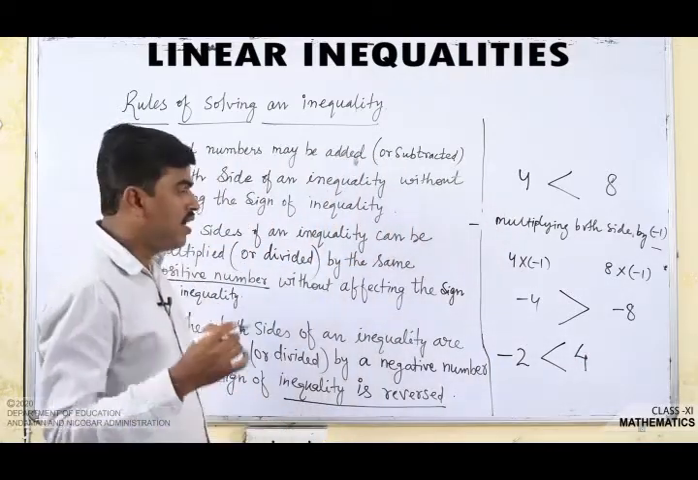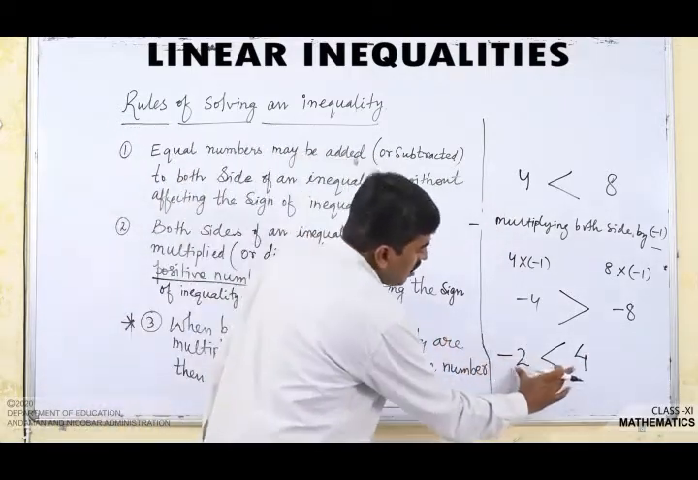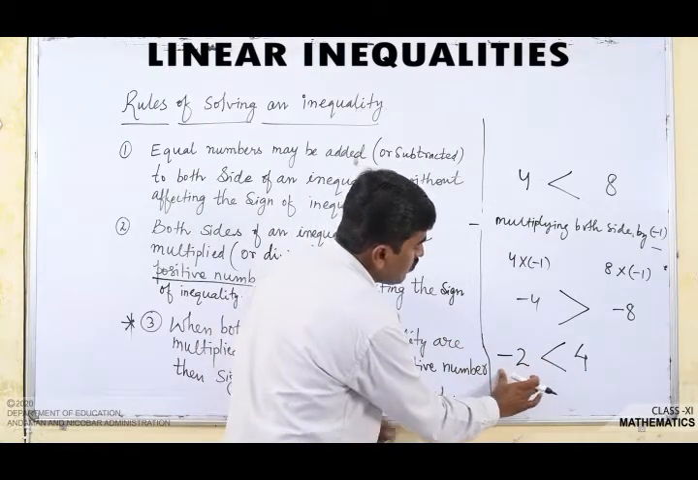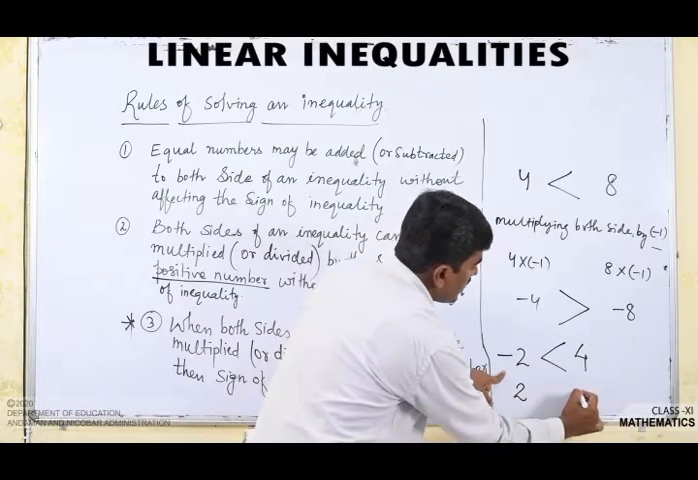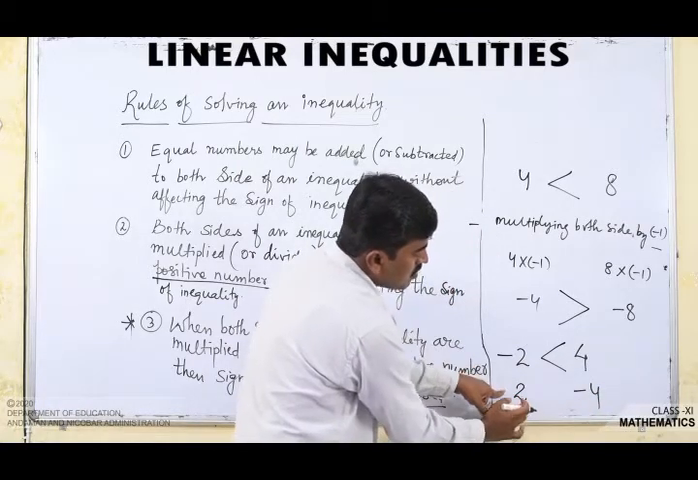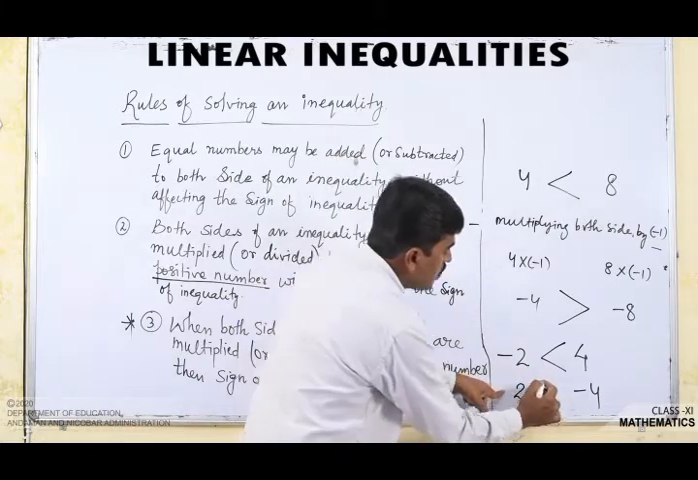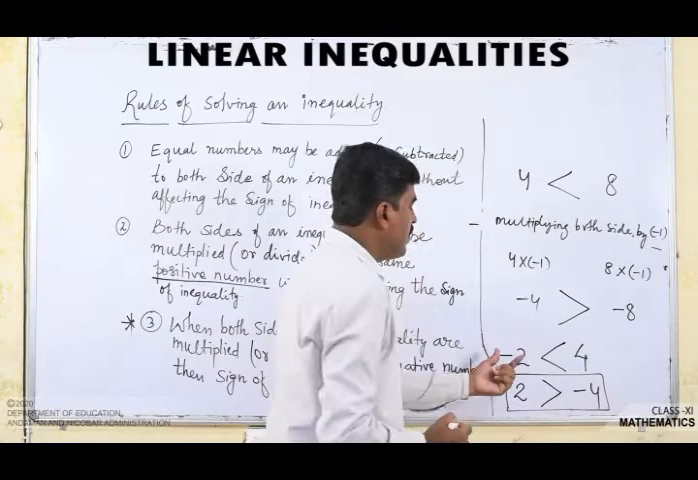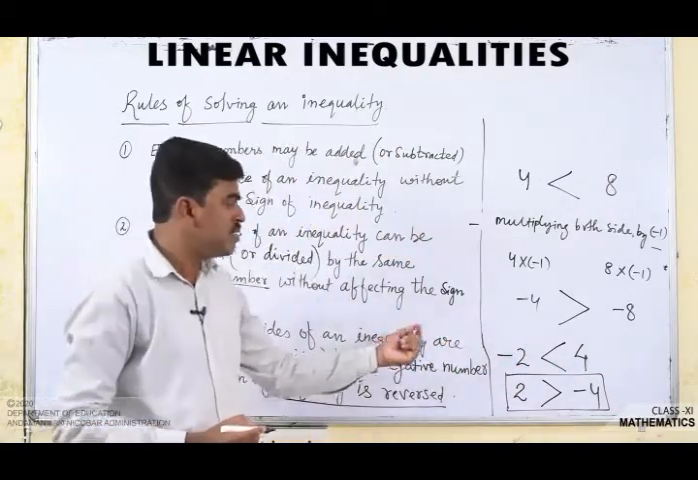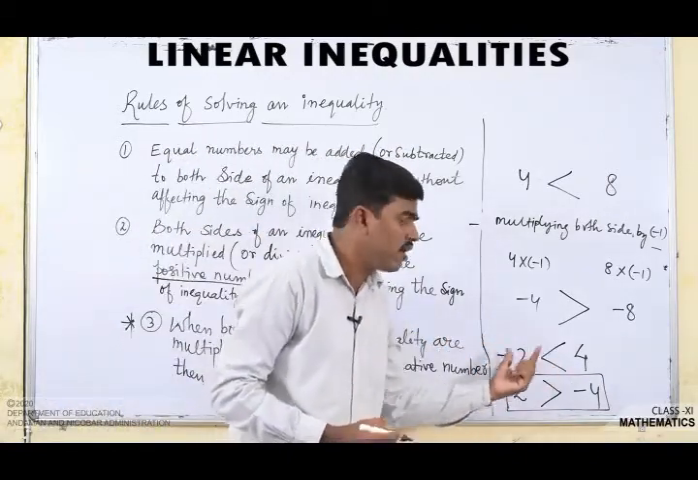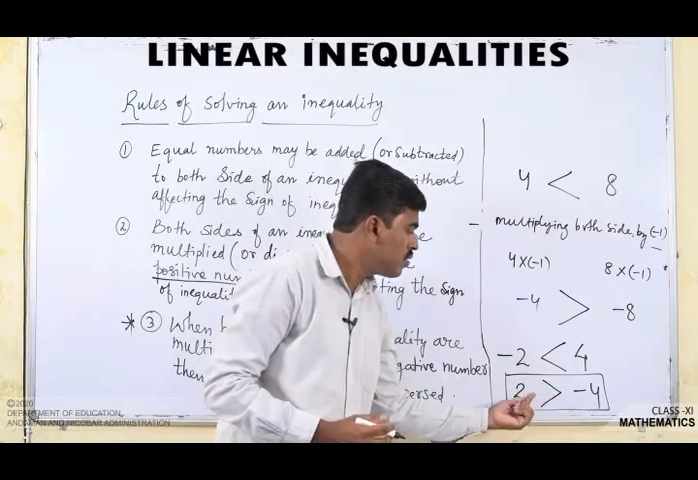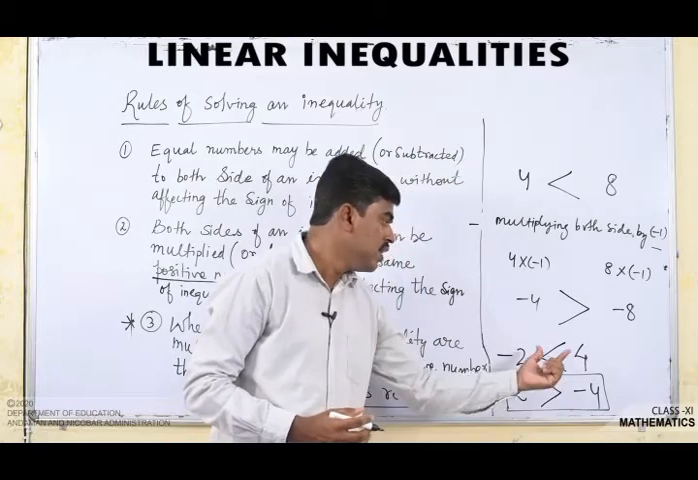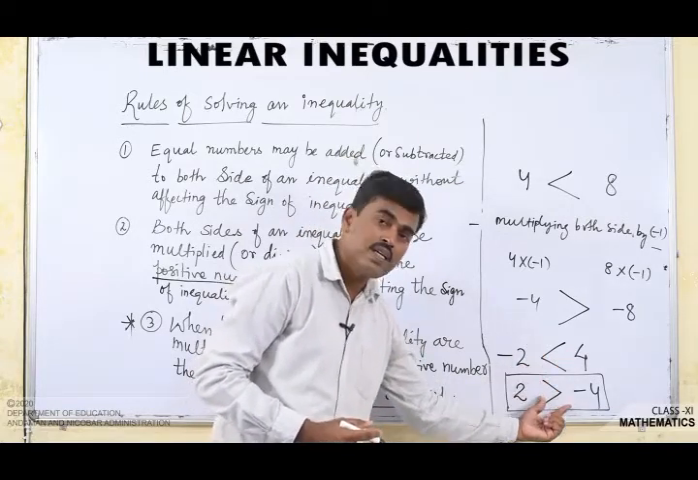Similarly, you see minus 2 is less than 4. If we multiply with minus 1, then we will get 2 and minus 4. So 2 is greater than minus 4. In this way, if we multiply with a negative number, that means minus 1 or any negative number, then we have to reverse the sign of this inequality. Here it is less than, it will be greater than then.